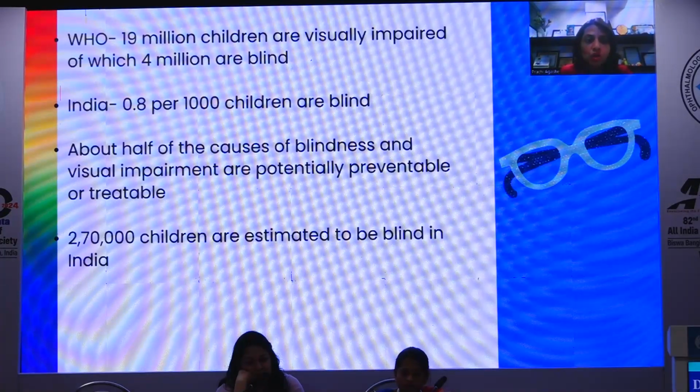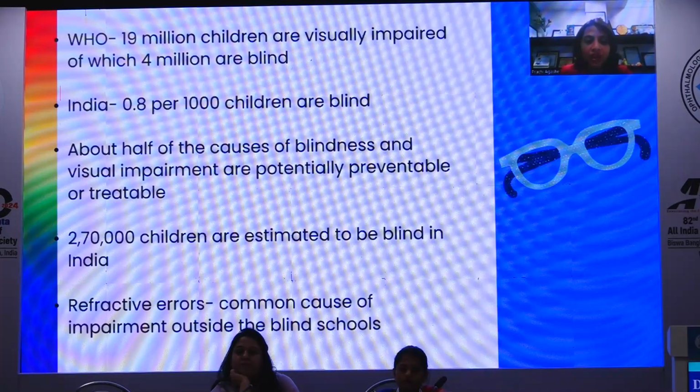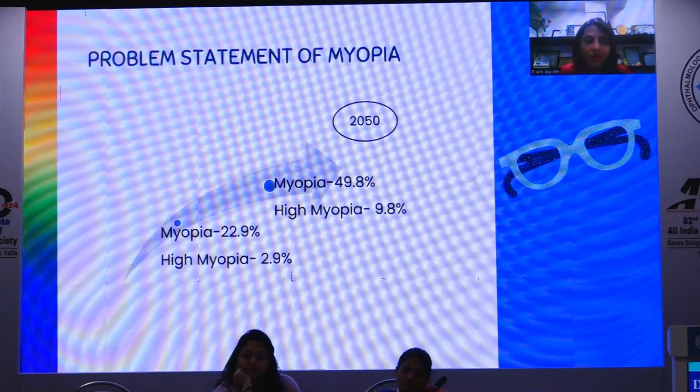In India, 270,000 children are estimated to be blind, and refractive errors form the commonest cause of visual impairment outside the blind stage. In the blind stage, it's the corneal and lenticular opacities which are the common causes of blindness.